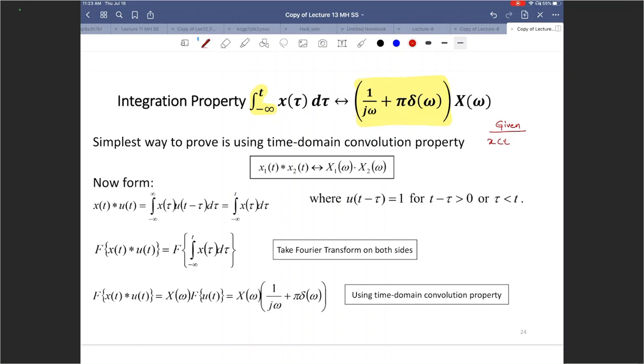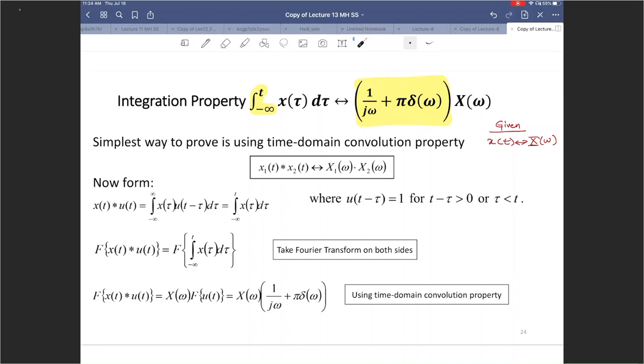x of t has a Fourier transform of X of omega. So we are considering this to be x of tau, and you are integrating from negative infinity to t. So when you integrate out tau, you will be left with t. So when you integrate in time domain, you multiply by that factor highlighted in yellow in the frequency domain. That's the integration property. Let us try to prove it.